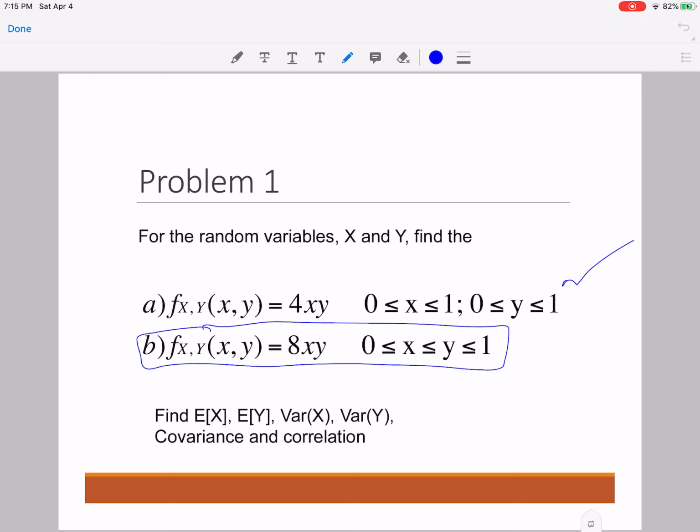In this lecturette, I'm going to find the expected values of x and y and the variances of x and y for this particular joint PDF. And then I'll also evaluate the covariance term and the correlation term.